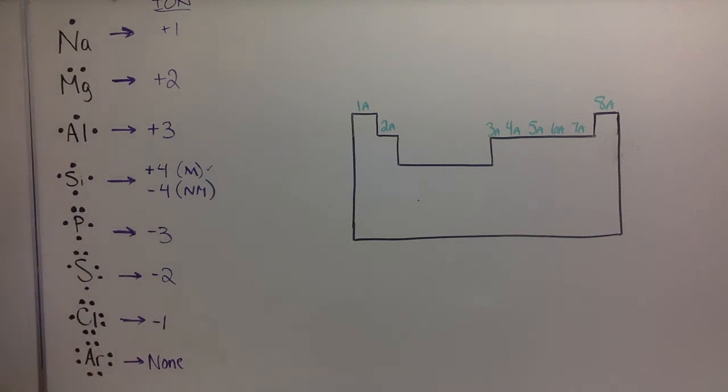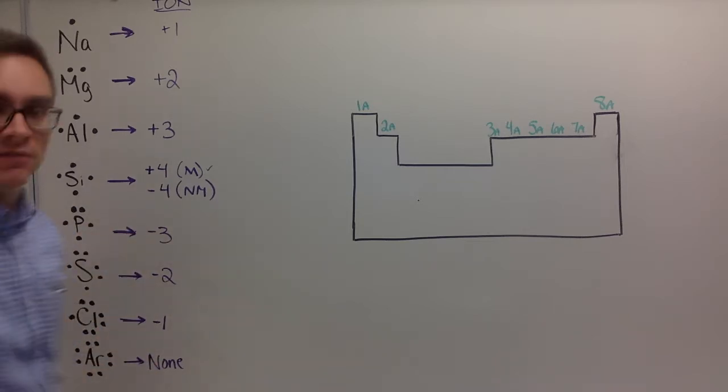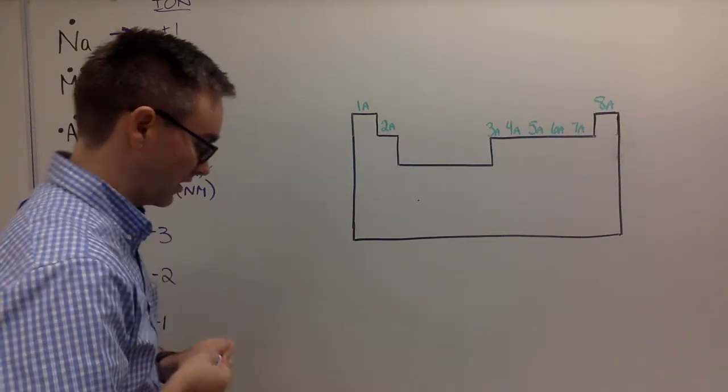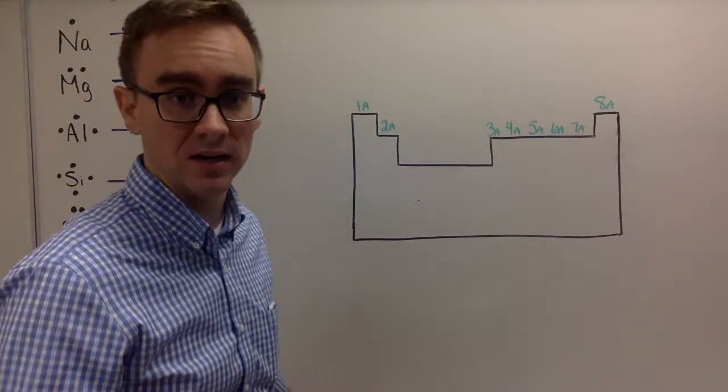With 0, none, however you want to do it. So we see a pattern from left to right. We go +1, +2, +3, +4 or -4, -3, -2, -1, back to 0. So on your periodic table, get those out because now we're updating them.